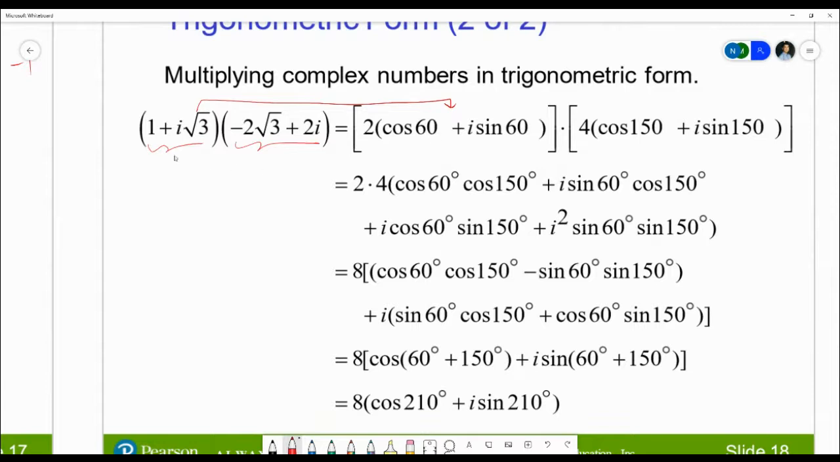We convert it to trig form first. So 1 plus i square root of 3. Let's draw that real quick. You can see that this is in the first quadrant. This is 1, this is square root of 3, so this must be 2. This is actually a 30-60 triangle, so this is 60. So we have 60 degrees here, and this is r for the hypotenuse. We have 2 cosine 60.